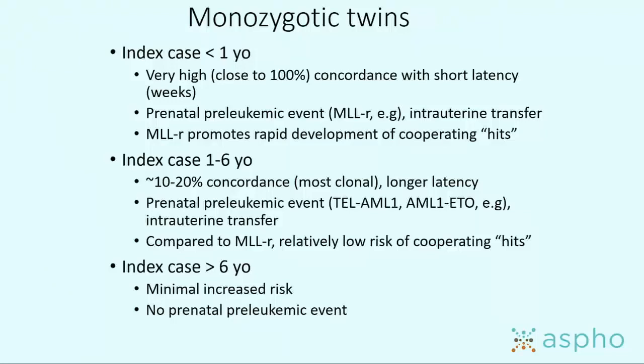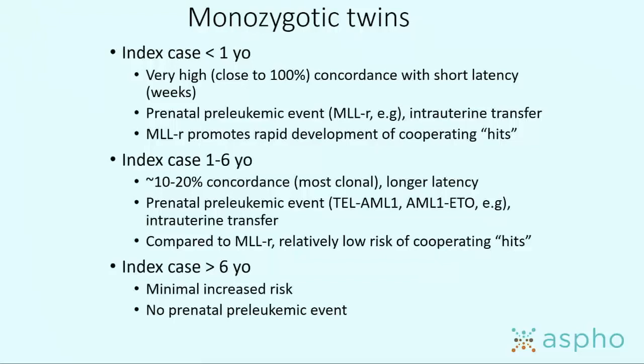And there's been one case that I know of reported in literature of discordance between two identical twins with leukemia, and that was because twin B got a viral infection, and the immune response to that actually eradicated the pre-leukemic clone, which is pretty cool. It's a plug for immunotherapy. But anyway, if the index case is less than a year old, there's a close to 100% concordance with a very short latency between the twins.